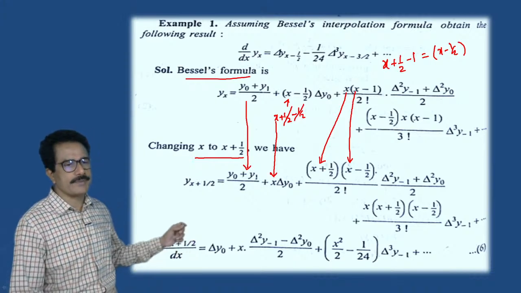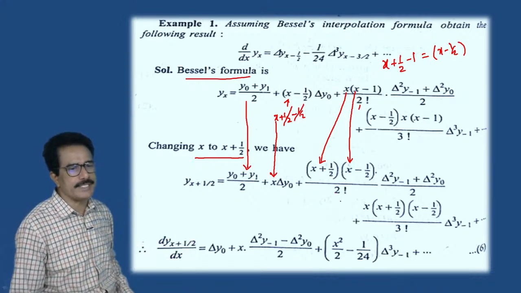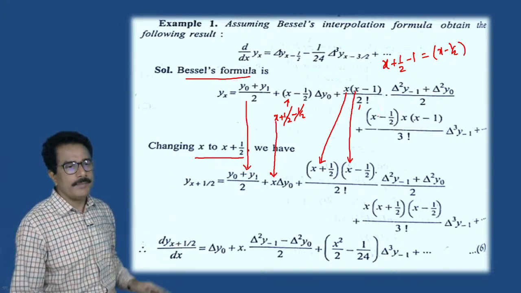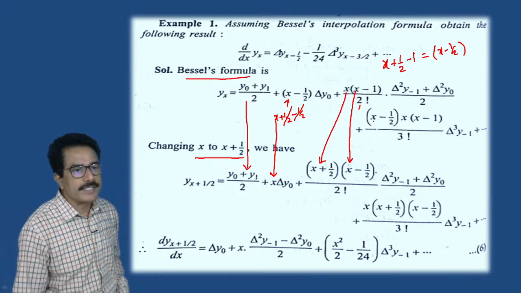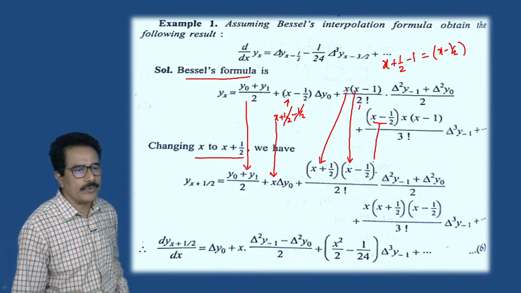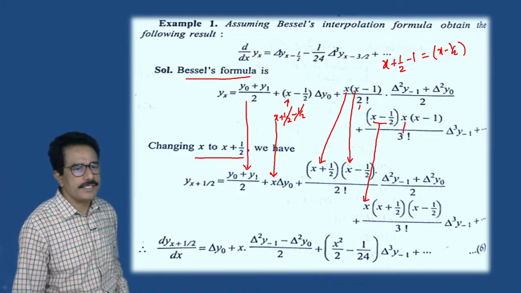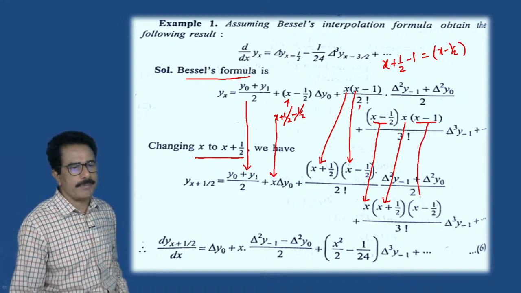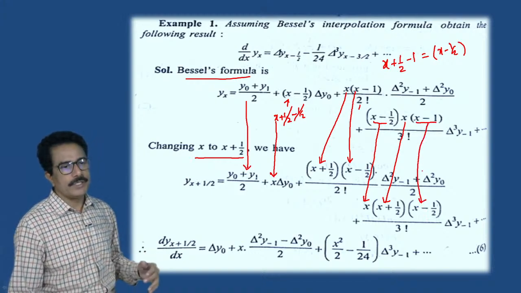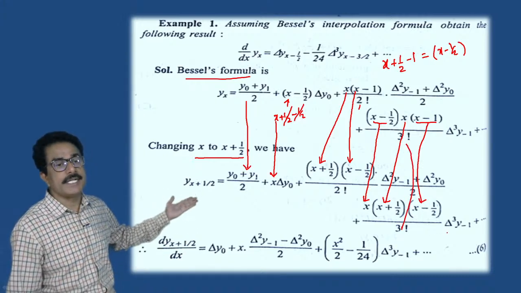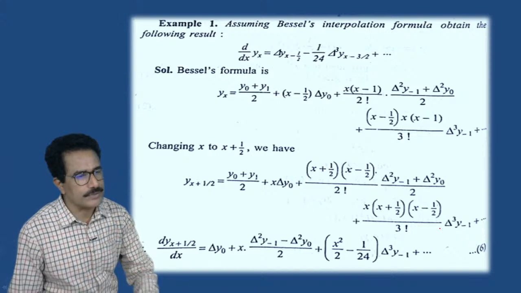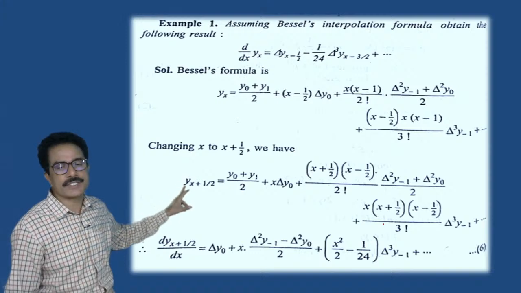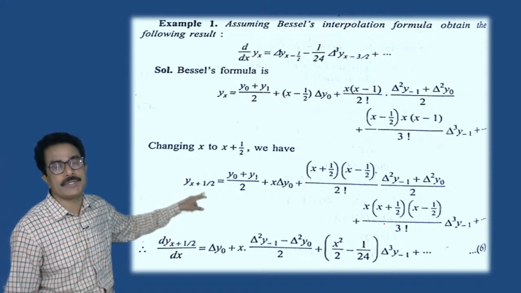So it will be x minus 1 by 2 divided by 2 factorial as it is, delta square y minus 1 plus delta square y0 upon 2. Again we can write x plus x minus 1 by 2 as x. This x is replaced by x plus 1 by 2 and this x minus 1 is replaced by x minus 1 by 2, divided by 3 factorial as it is, delta cube y minus 1. So this completes the second step, where x is changed into x plus 1 by 2.